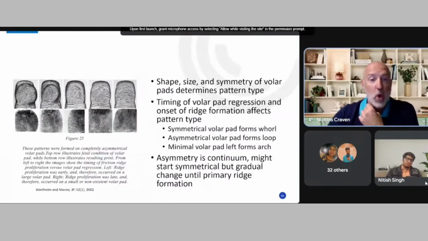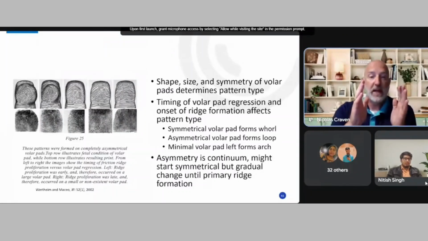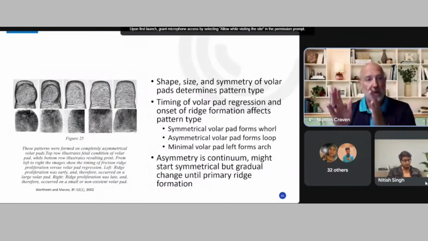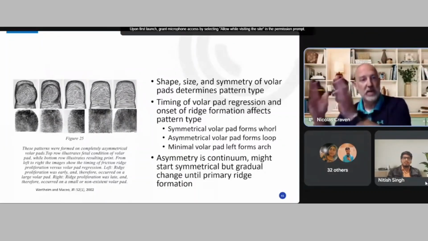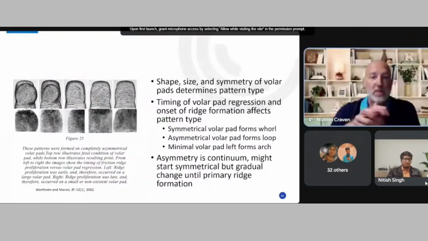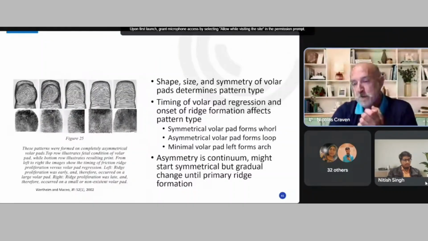Asymmetry is a continuum, so the asymmetry might be subtle, and you might have a leaning whirl of some sort, but then it can be as much as all the way to the side where you're getting a really big loop. So it can be very subtle changes, and also the size of the volar pads themselves can be very gradual across the continuum as well.